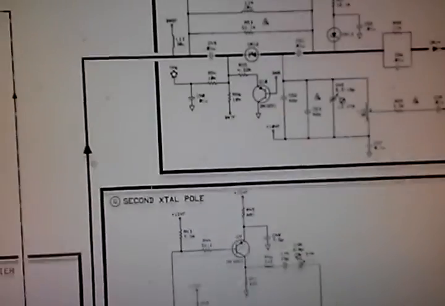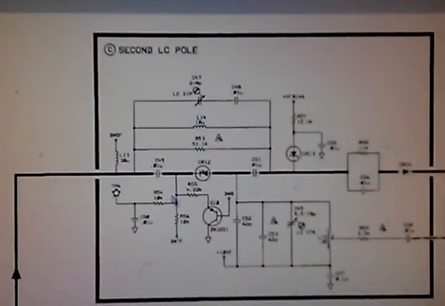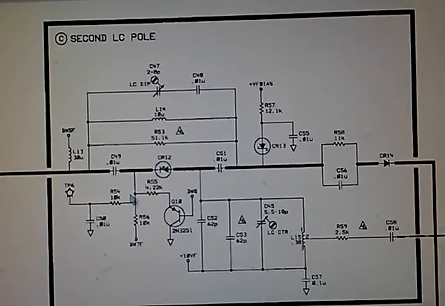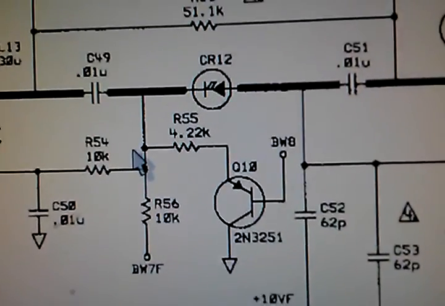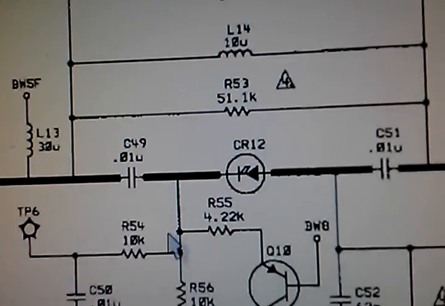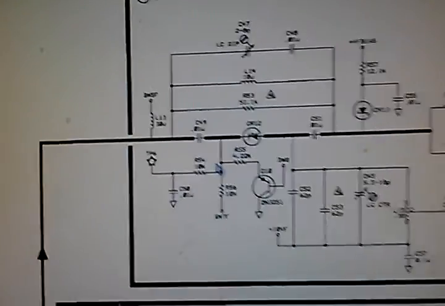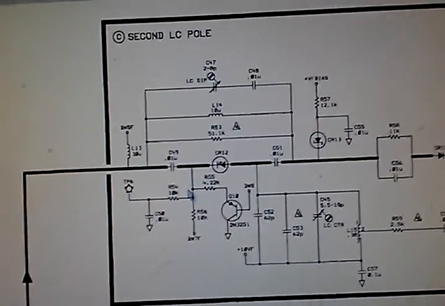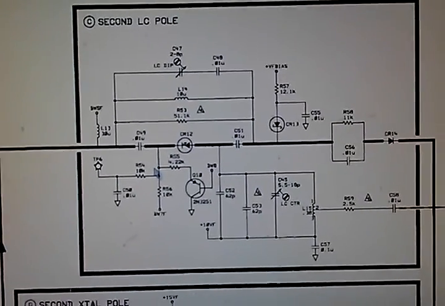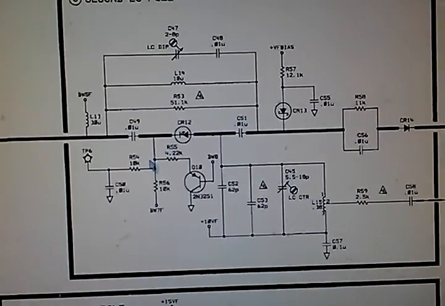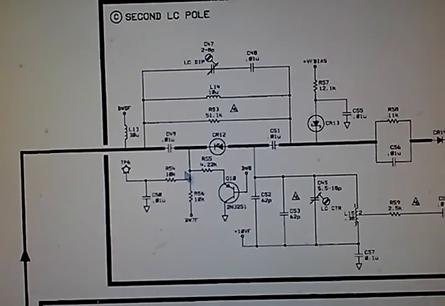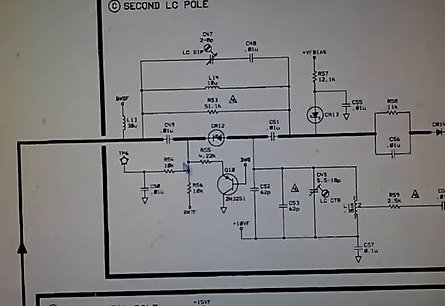Let me move over to where it is. I think this is what's wrong. This is the second LC pole. I think it's either that transistor or that pin diode. I've ordered some parts and I'm going to do some further investigation. The point is, to fix it properly, the fault has to be isolated, and it has to be adjusted to within proper tolerances. And I'll show you what I mean.